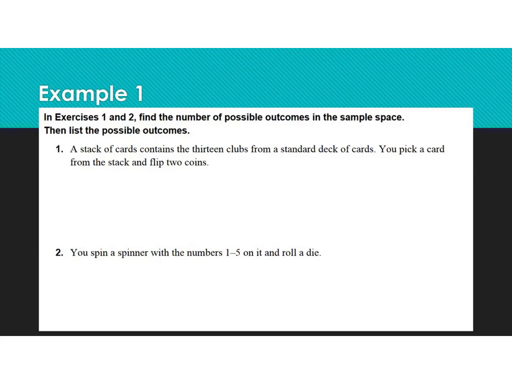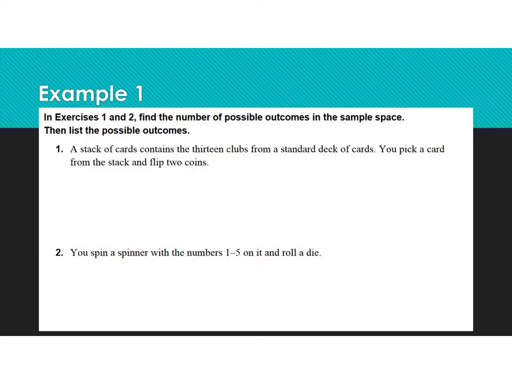So if we jump over to the extra practice on page 286 and look at number 1 and the directions, find the number of possible outcomes in each sample space and then list the possible outcomes. So what is every single possible thing that we could get? It says a stack of cards contains the 13 clubs from a standard deck. So remember, a deck starts at 2, goes to 10, and has a jack, a queen, a king, and an ace. Sorry. So those are your 13 clubs.